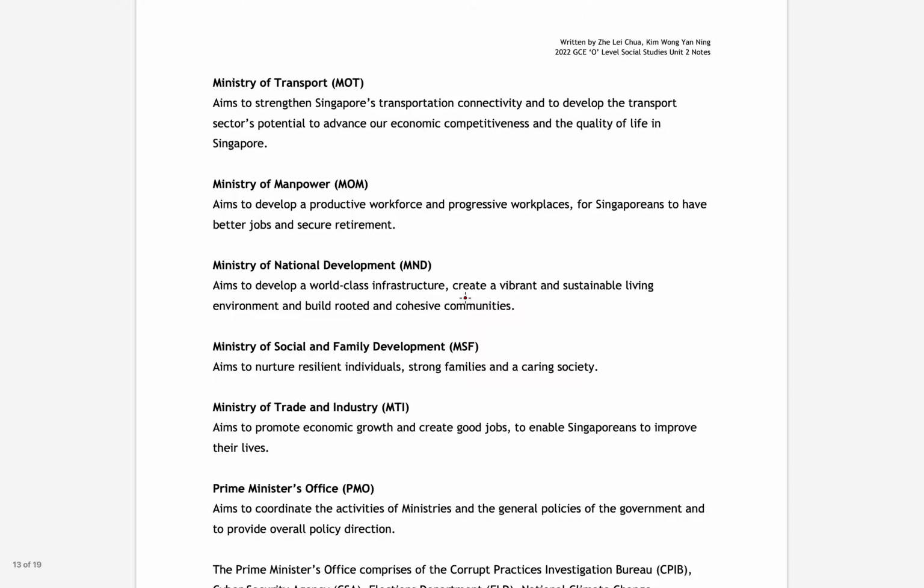Next page. The Ministry of Transport. Obviously, the people in charge of transportation, anywhere from air, land, and sea, all under them. MOM, the Ministry of Manpower. These are the people in charge of manpower distribution, work permits, and whatnot. MND, the Ministry of National Development. These are the people in charge of infrastructure like HDB blocks, sports complexes, shopping malls, all of them. These are under MND. The Building and Construction Authority is also under MND.